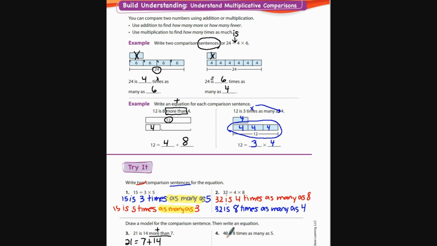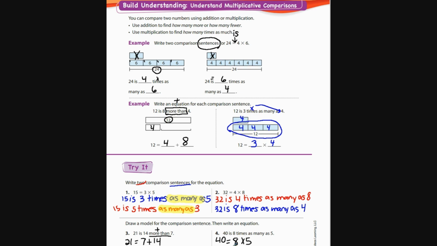And number 4, let's try it again. 40 is times. Oh, that's an easy one. I'm going to write it exactly how it is. 8, the word times is times as many as, 5 is the last number that I write. Okay? And that is it. That is all we need to do.